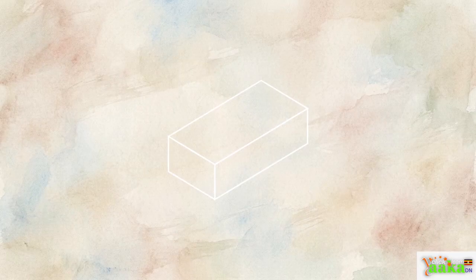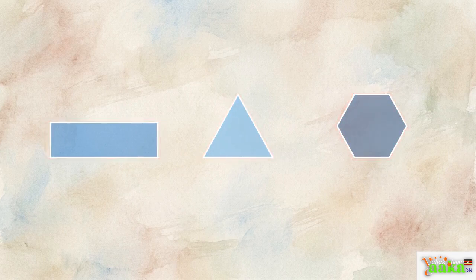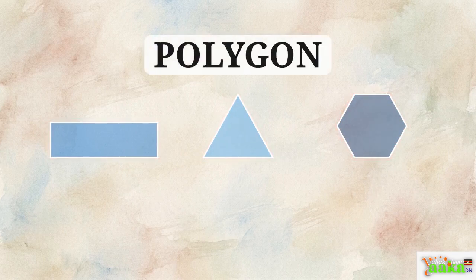Outline one of these bricks, and we get a flat, two-dimensional shape formed by straight sides. Any closed shape made with 3 or more straight sides is called a polygon.